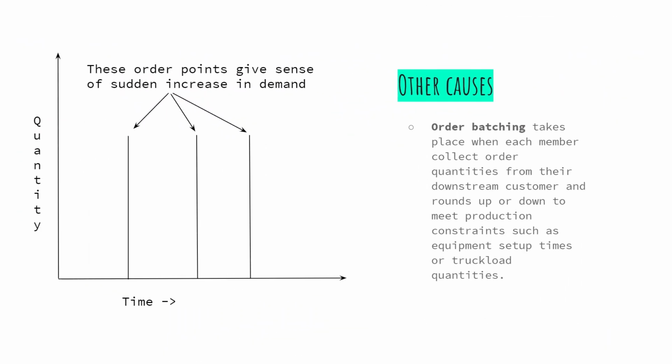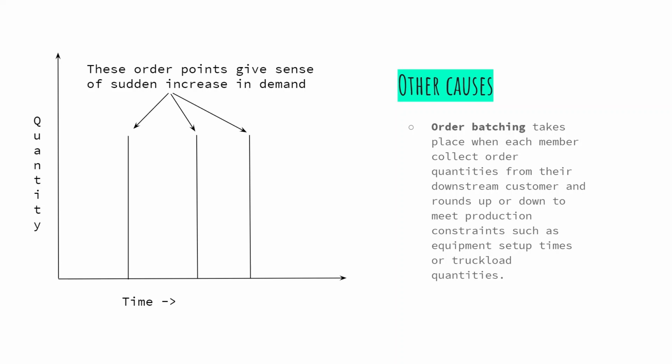Order batching takes place when each member collects order quantities from their downstream customer and rounds up or down to meet production constraints such as equipment setup times or truckload quantities. For example, let's say the demand at the warehouse level is 1,300 units, but the factory can only produce quantities in multiples of 1,000. In this scenario, the factory would have to produce 2,000 units, causing an extra stock of 700 units.